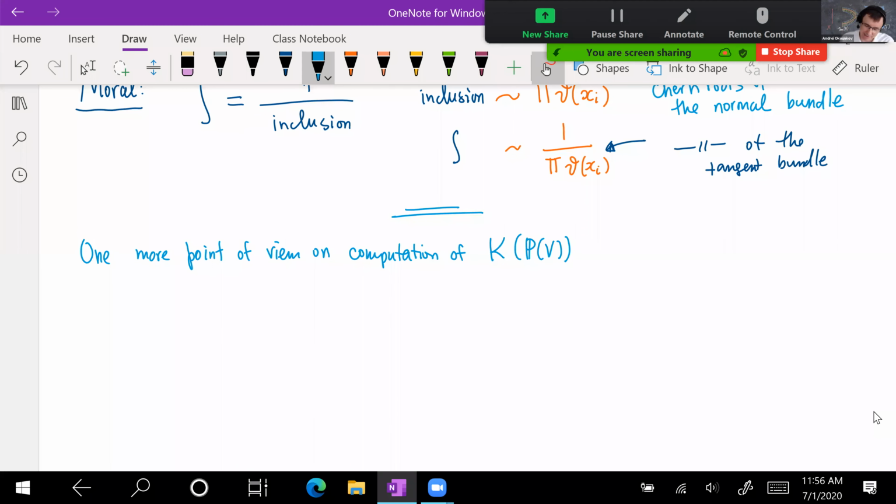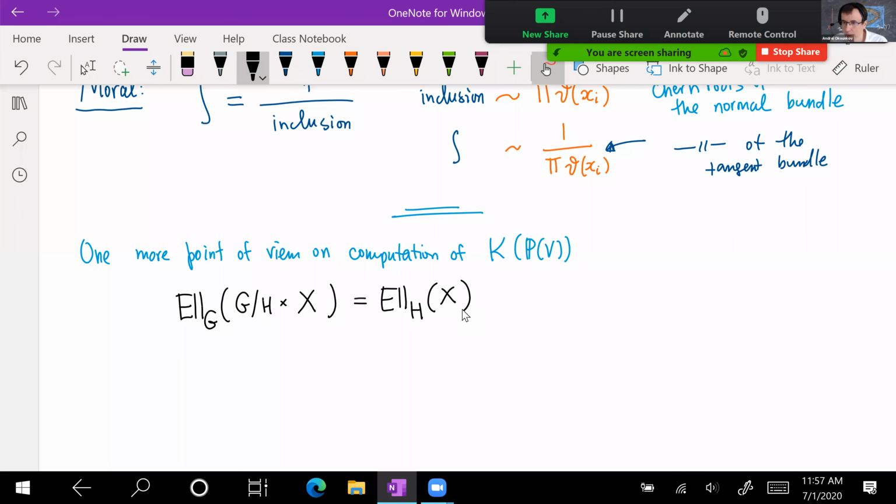Remember that the basic axiom in equivariant cohomology says that if I want to compute, let's say, G-equivariant elliptic cohomology of a homogeneous space cross some space X, that is the same as H-equivariant elliptic cohomology of the space X itself. In K theory, that comes from the fact that G-equivariant coherent sheaves on something like this is the same as H-equivariant coherent sheaves on X. It's not just that the K theories are the same, but in fact the categories are the same.